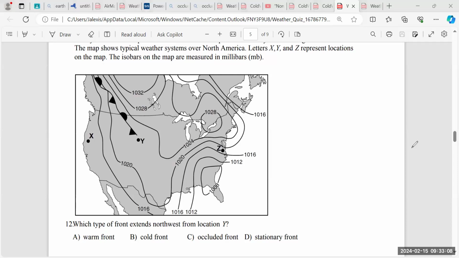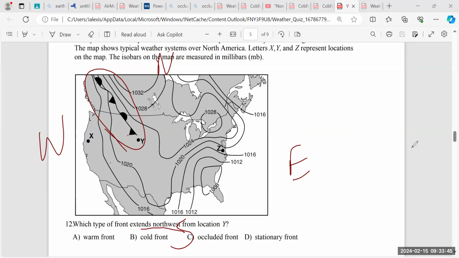All right, so what type of front extends northwest? Remember, northwest from Y is this direction, right? If this is north, east, south, west, the northwest direction is between north and west. So with that being said, I'm focusing on this front right here. I see a circle on one side, triangle on the opposite side. Which front symbol matches that?